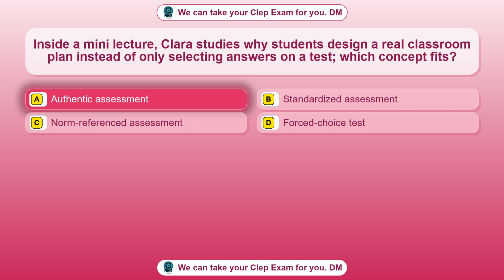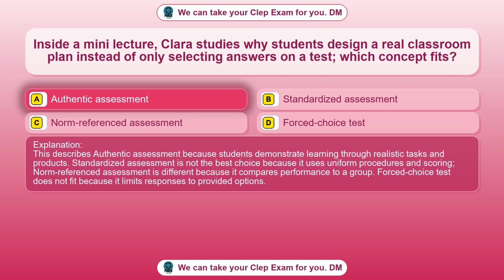Authentic assessment. This describes authentic assessment because students demonstrate learning through realistic tasks and products. Standardized assessment is not the best choice because it uses uniform procedures and scoring. Norm-referenced assessment is different because it compares performance to a group. Forced choice test does not fit because it limits responses to provided options.